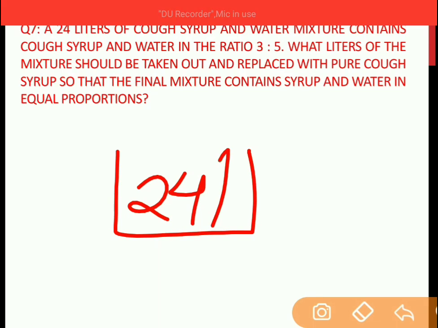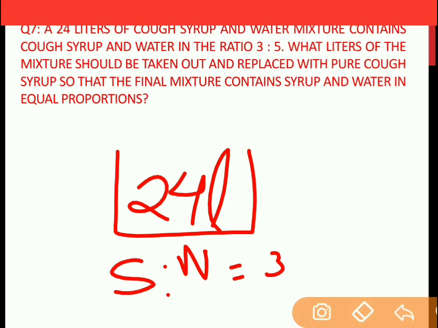Now in this case 24 liter of the mixture is given. So the quantity of mixture is 24 liter. Fine. So in this 24 liter of cough syrup and water mixture, syrup is to water is 3:5. Fine. Now in this case mixture quantity is given and also ratio is given.